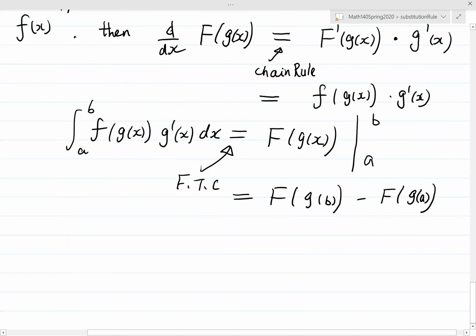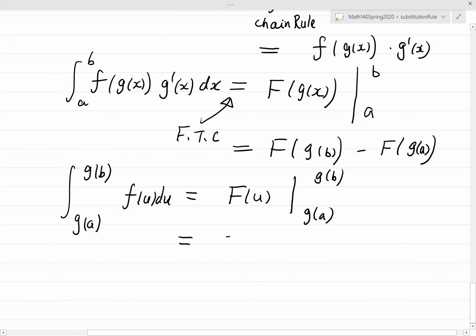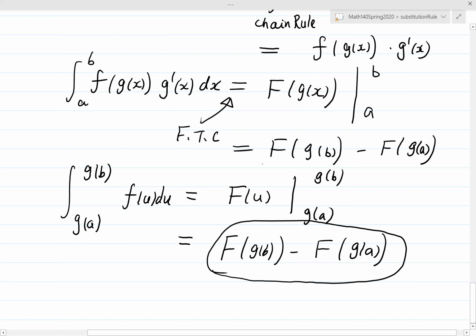Okay, on the other hand, take the integral from g(a) to g(b) of f(u) du. Now capital F is an antiderivative of little f, so this is capital F at u evaluated at g(a) and g(b). Now we substitute u by g(a) and u by g(b). So this is capital F at g(b), subtract capital F at g(a). Okay, so you see the right side is capital F g(b) minus capital F g(a), and this is the same as the other side. So they are the same.